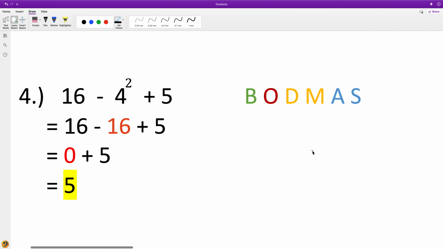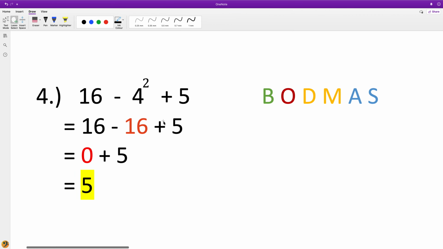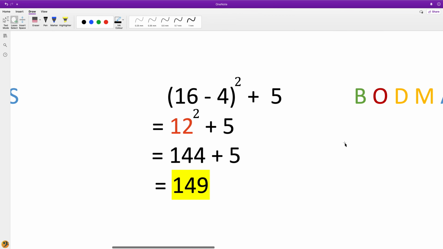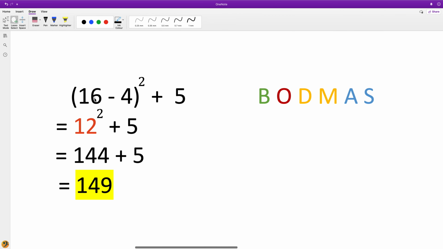Okay, so what would happen if we had some brackets here? So we've got an example, the same numbers, but instead of 4 being squared, we have the brackets around 16 minus 4, and that entire part was squared. Okay, so what would we get? We would get something like this. So referring to our rule, BODMAS once again, we have brackets this time. So the first step is to evaluate what's inside the brackets right here, which is 16 minus 4.